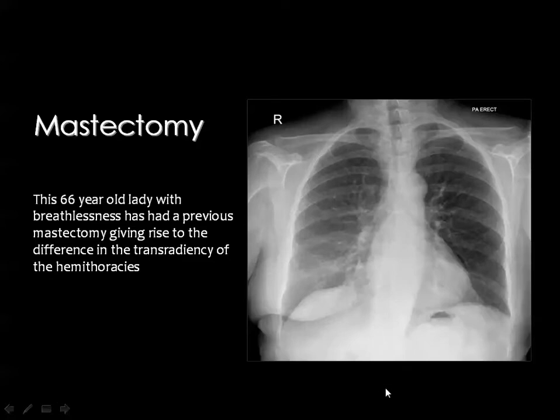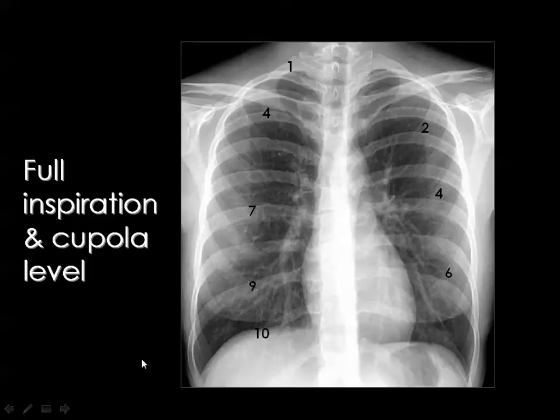In cases of mastectomy, if you look at the chest X-ray, you can see that the left breast has been removed, and that's why you can see some more translucency in the left lung compared to that of the right lung, and you see the shadow of the breast superimposed on the lung base here on the right side.